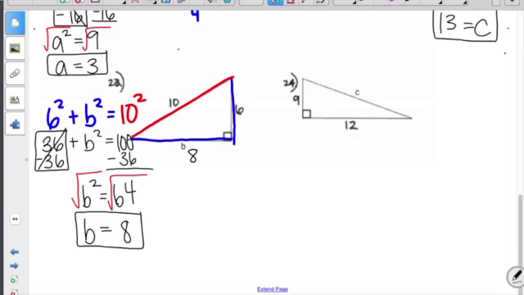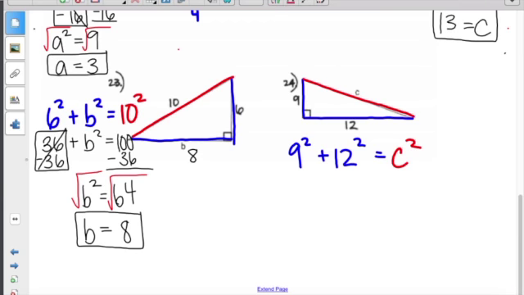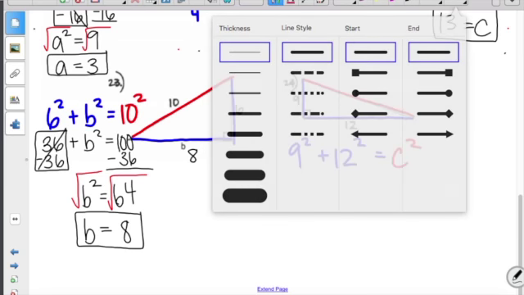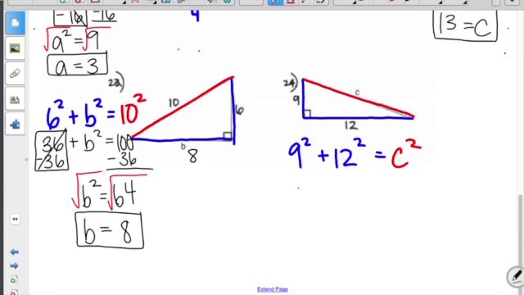And the last one, our two legs are 9 and 12. So we have 9 squared plus 12 squared equals our hypotenuse, c squared. Solve your exponents first. 9 times 9 is 81. 12 times 12 is 144. And that equals c squared.